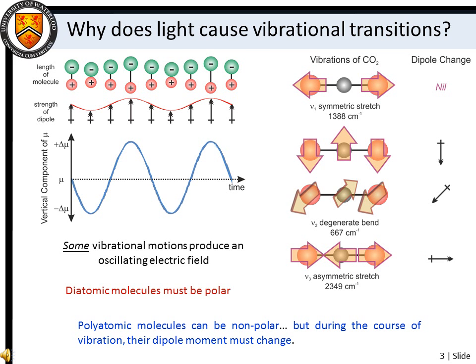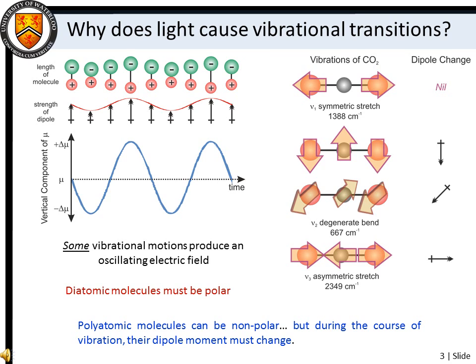If, during the course of vibration, there is a change in the molecular dipole moment, an oscillating electric field is produced which has the same frequency as the vibrational frequency of the molecule. The electric field of light can interact with the molecule via its oscillating dipole field to induce vibrational transitions. This classical view of our spectroscopic interaction provides an intuitive picture for vibrational transitions.